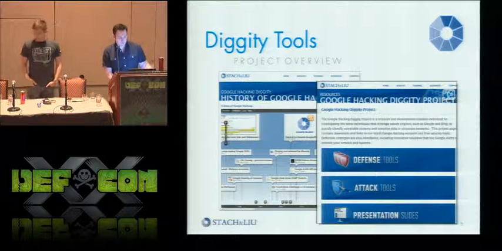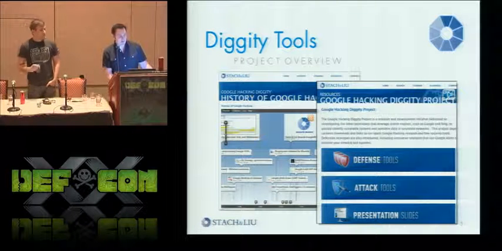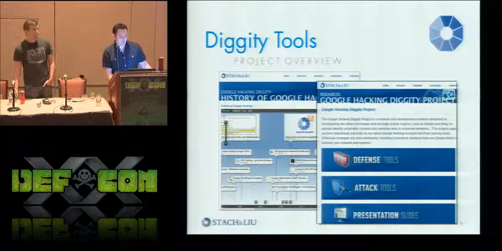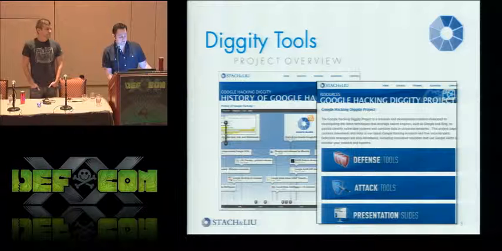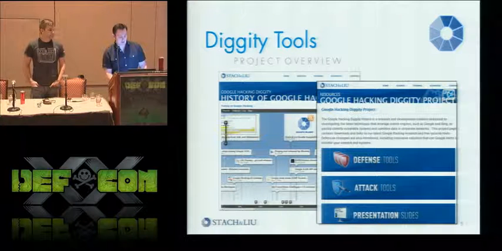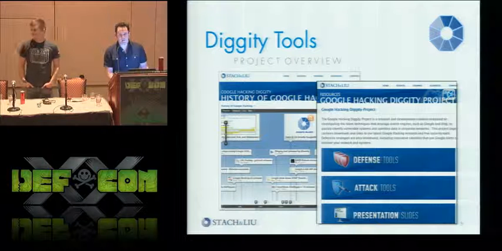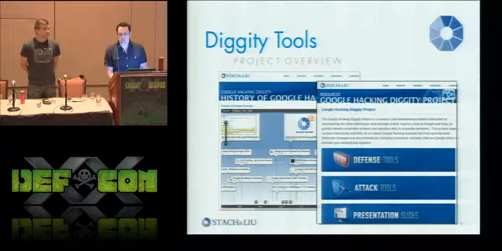So those of you not familiar with our project, it's the Google Hacking Diggity project. It's a project where we release a number of free search engine hacking tools, broken up by attack tools and defensive tools. Our defensive tools, which we're not going to spend too much time on today, primarily rely on Google Alerts and other alerting and RSS capabilities to feed us real-time updates from Google and Bing and Shodan and other search engines.